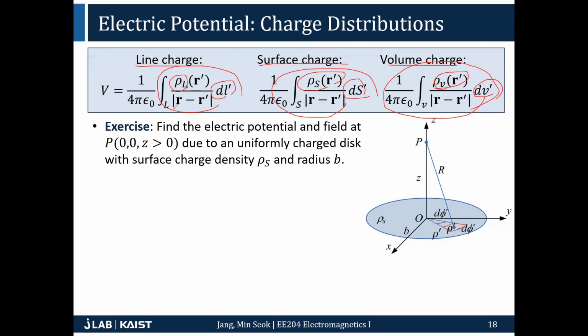So here is one exercise. I think it's probably good to try to solve this exercise. You have a charged disk with a fixed radius b, and you want to solve for the electric potential and field at this point, (0, 0, z). I'll give you 3 minutes. Try to solve this problem using electric potentials.